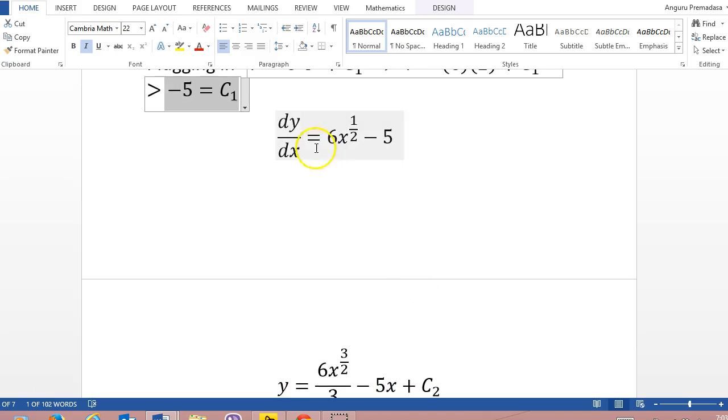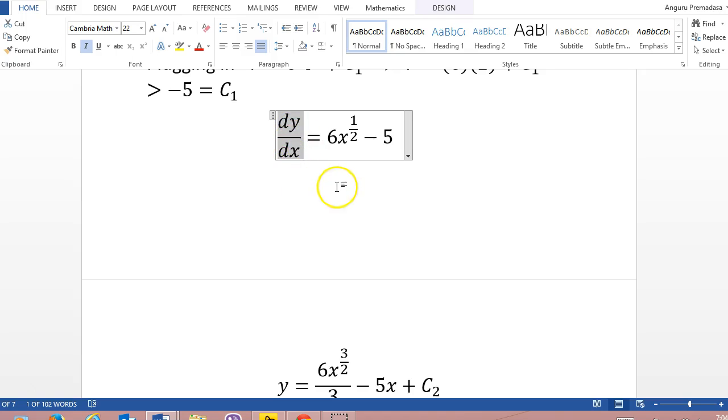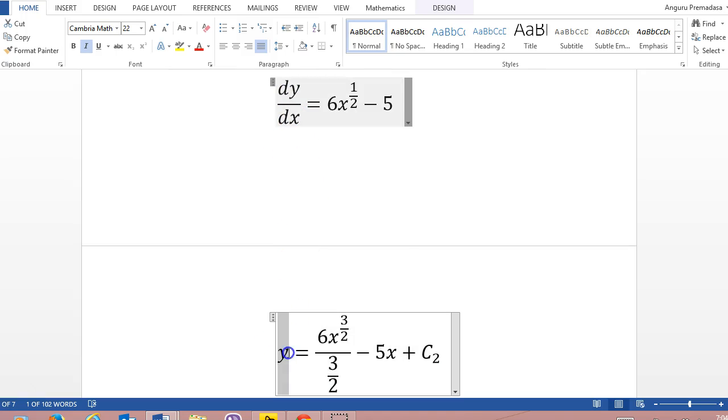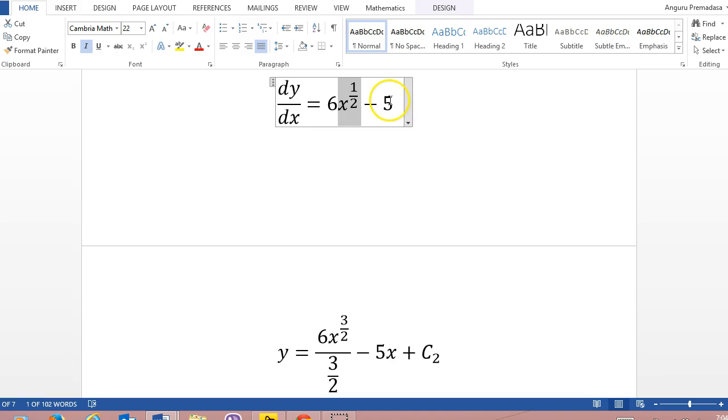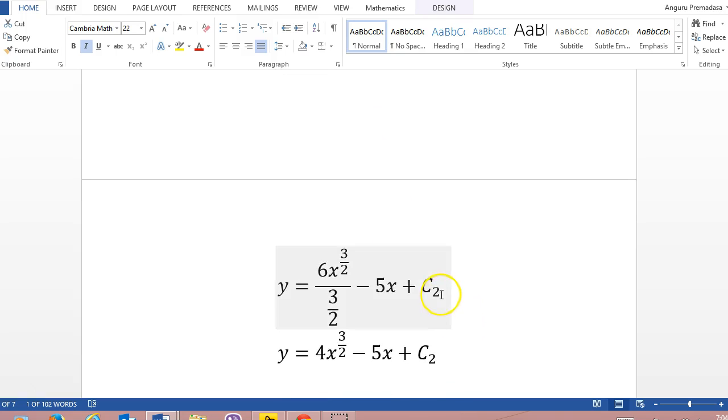But you're not done yet, because the whole idea is not to find dy over dx. That's the first antiderivative. You need to find the second antiderivative, which will give you y. So from dy over dx you need to get to y, so you find the antiderivative again. 6 stays as it is. We find the antiderivative of x to the 1/2, using the power rule again. You get x to the 3/2 divided by 3/2, minus the antiderivative of 5, which is 5x, plus c2. Now how do you find c2?